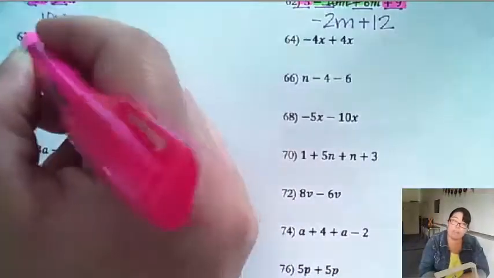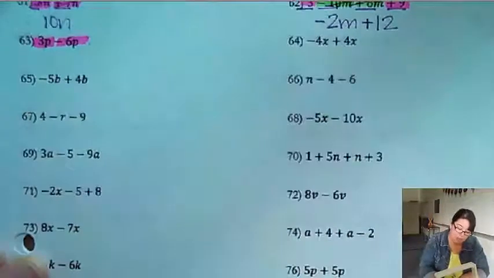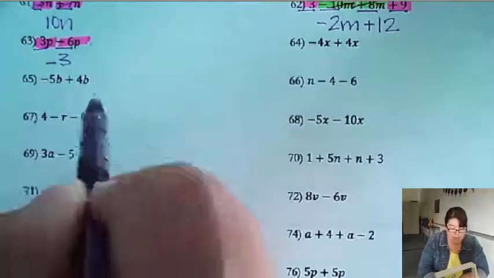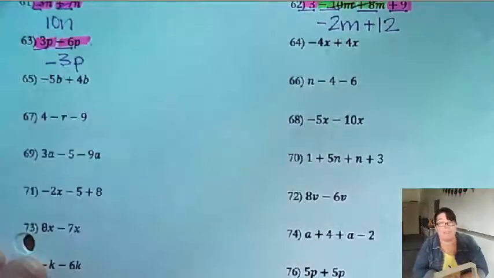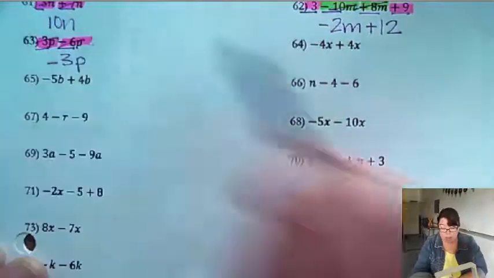Variable term with a coefficient of 3, variable term with a coefficient of negative 6. 3 and negative 6 gives me negative 3, and my variable is p. How many p's do I have? I have negative 3 of them. There's nothing else there, so these are gone, and I'm all done.